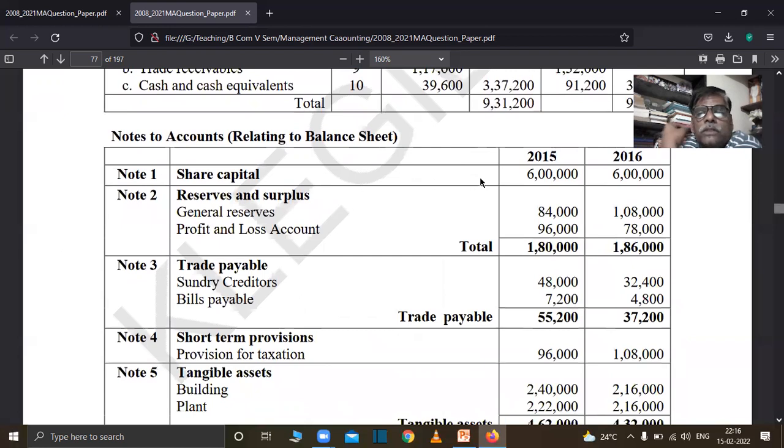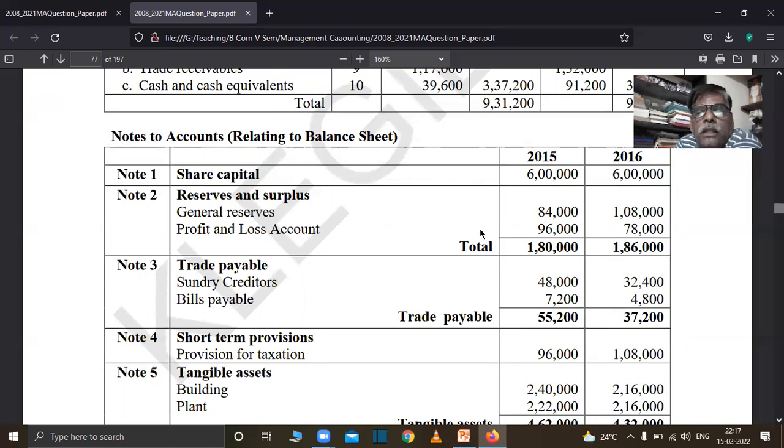And you see here share capital 6 lakh. There is no change, no fund effect on the fund flow statement. You see the general reserve 84,000 to 1,08,000. So a 24,000 increase is there. This 24,000 increase you have to take in the funds from operation as transfer to general reserve.